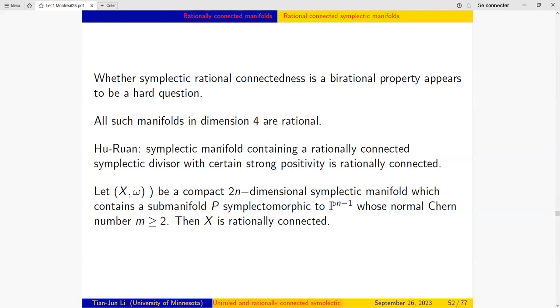So naturally, we want to see whether rationally connected varieties are synthetically rationally connected, and secondly, whether rational connectedness is a birational property in synthetic geometry. All such questions have positive answer in field 4, and also there's a result on having a rationally connected divisor. Positivity, whether the ambient, there are some results in this direction.